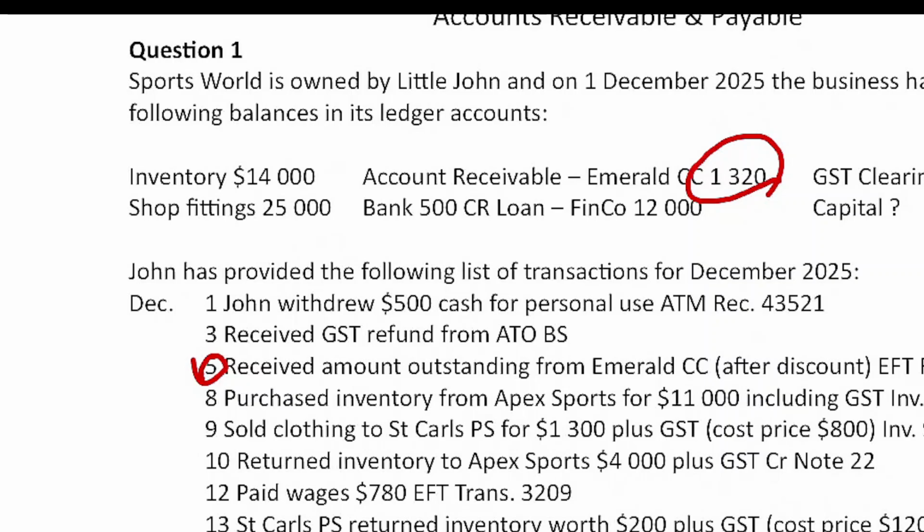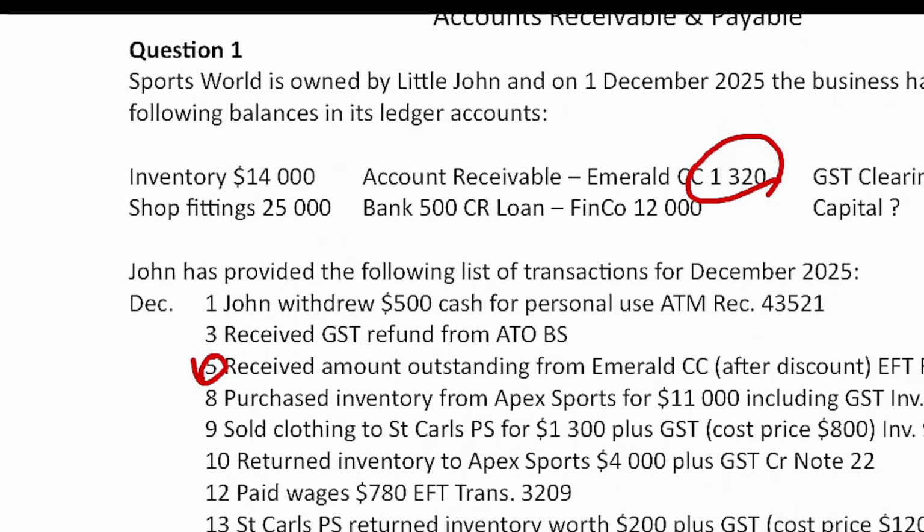Dian, tell me the double entry for 5th. Increase assets. Which asset? Accounts receivable, debit. Accounts receivable is increasing. Then you do credit. It's decreasing because they're paying it. Bank, credit. They pay it, okay.